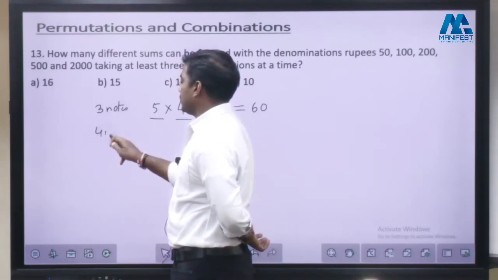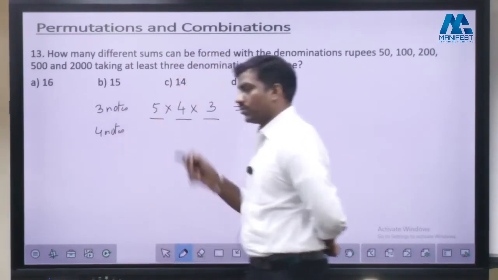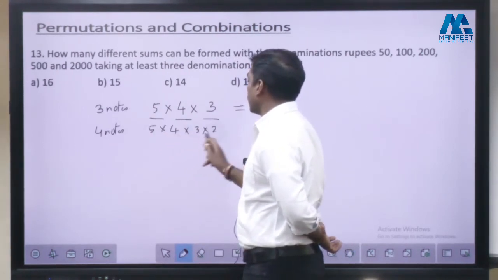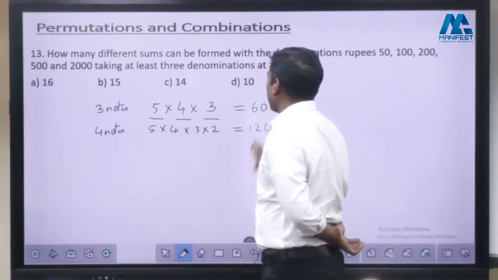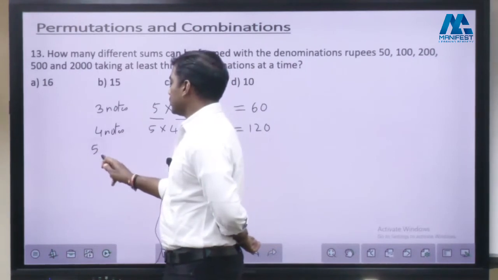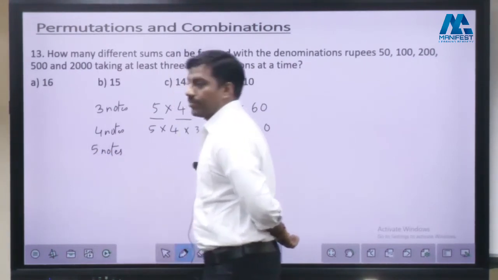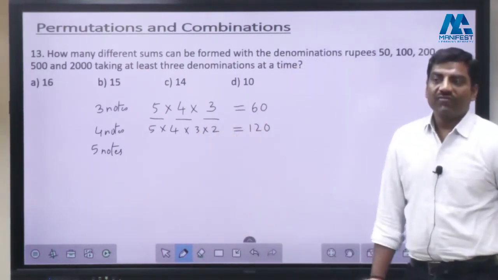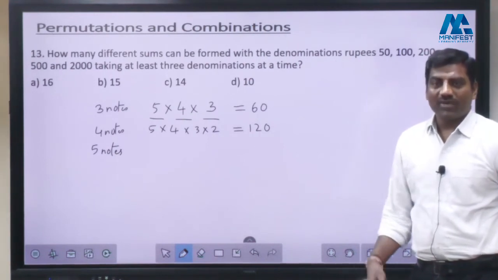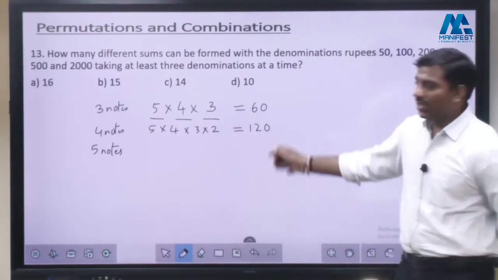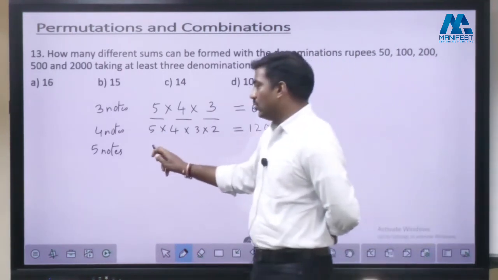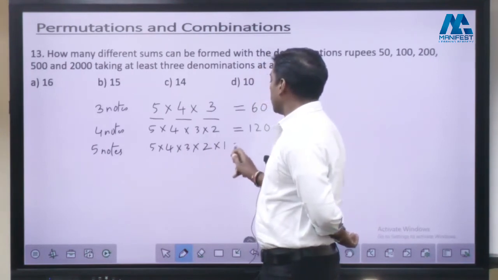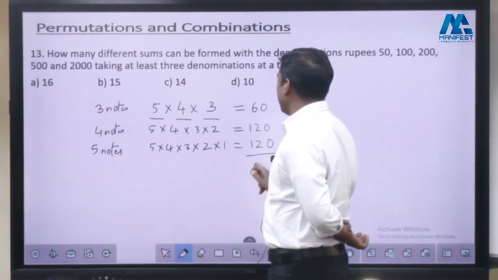When we are taking 4 notes, what will happen? How many? 120. When we take 5 notes, same now, 5 into 4 into 3 into 2 into 1. So actually, when 5 notes are there, taking 4 notes or 5 notes, it is the same thing, because the last one multiplied by 1 doesn't have any effect, no? So how much is it in total?